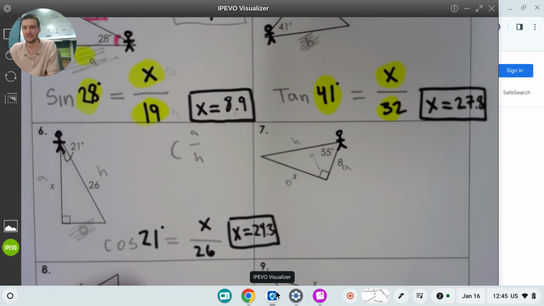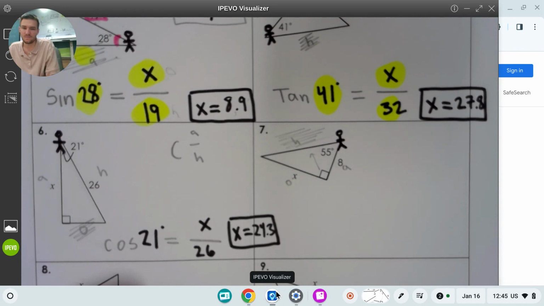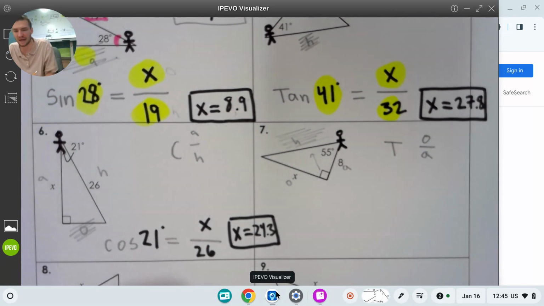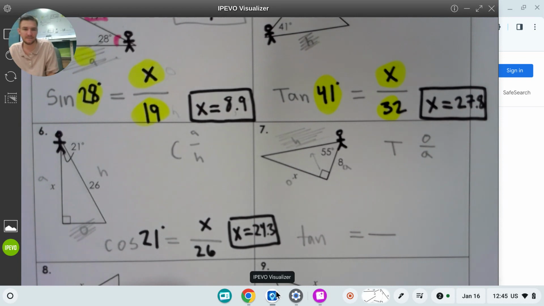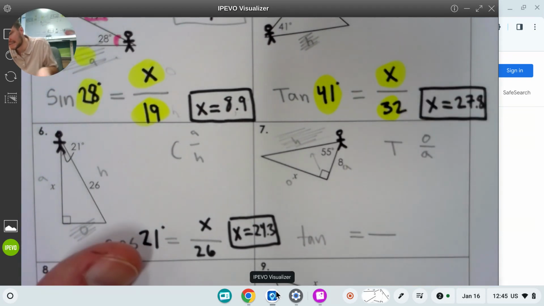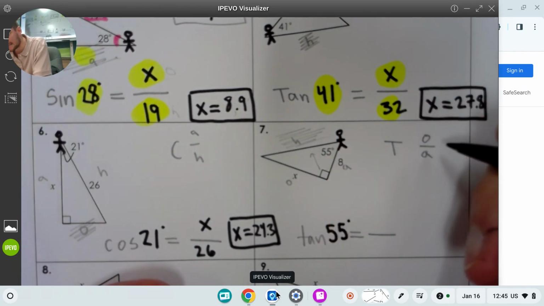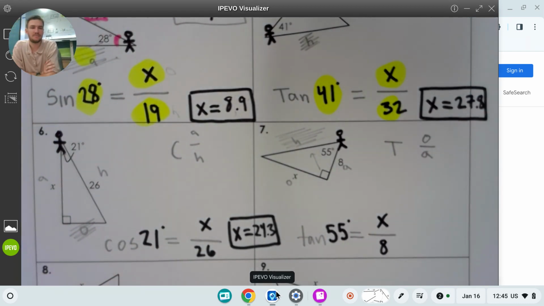For this question, we don't seem to need the H at all. We're working with the O and the A. Are we going with sine, cosine, or tangent? Tangent. Tangent is TOA, which is O on top of A. So let's make a little equation here. Tangent equals fraction. The number is 55 for my angle. The top is an O, which is X, and the bottom is 8, which is my adjacent. And then we're just going to go to Desmos.